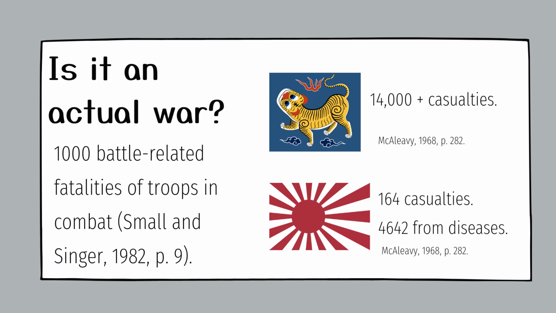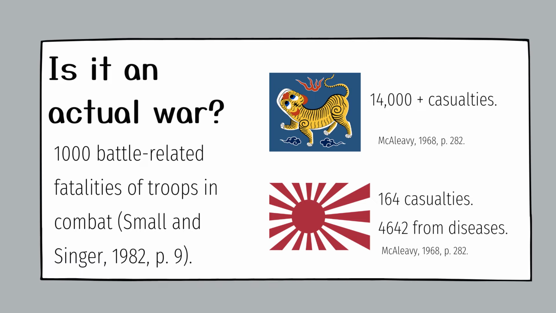And for that, we have the definition of Melvin Small and David Singer on page 9 of the book Resort to Arms, International and Civil Wars, that basically says that for a war to be a war, it has to fulfill the operational requirement of having a threshold of 1,000 battle-related fatalities of troops in combat.